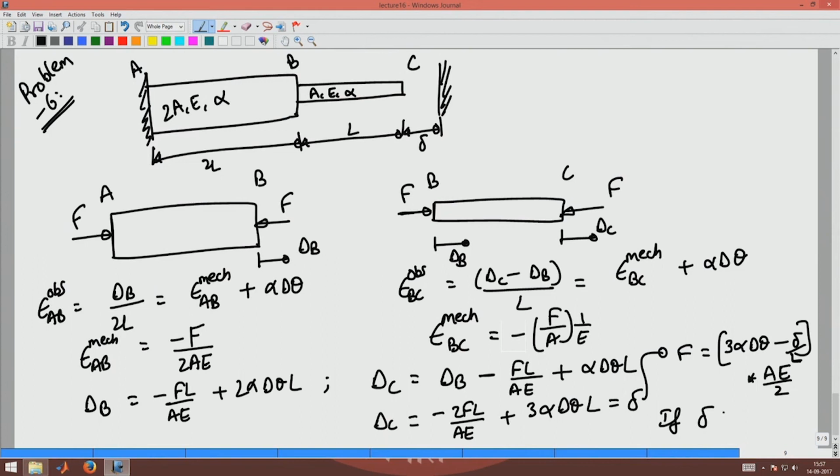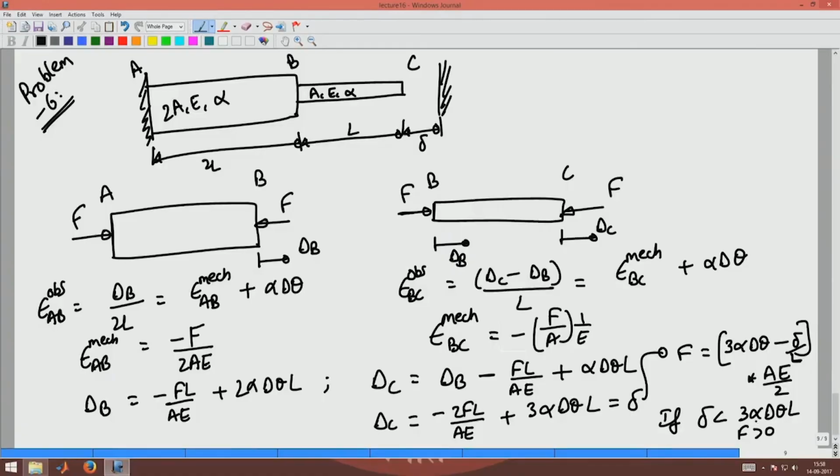is less than 3 alpha delta theta into L, then F would be positive, and that is the case that we want. If F becomes negative, then it is not possible. There cannot be a tensile stress in member BC. When the temperature increases, the members can be only in compression and it cannot be in tension. Okay. So, from the physical argument you see that delta has to be less than 3 alpha delta theta into L, and that is the condition when F will be greater than 0.